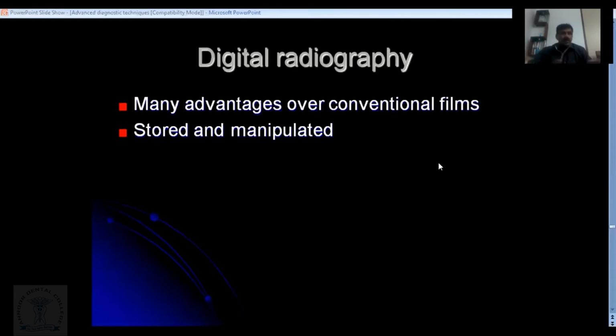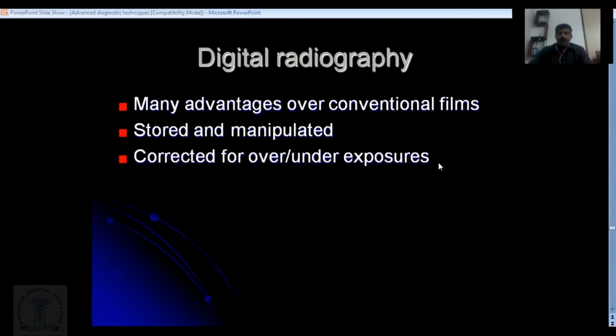But look, the image in a digital format can be stored. You have a hard disk. You can store it in a cloud, and you can get it after long periods of time. There's no distortion. And these images can be manipulated, similar to the editing you can do with a photograph. You can brighten it. You can change the contrast, the density. You can make it more dense, lighter, everything. Crop the image. You can magnify. So these images can be manipulated. Images can be corrected for over or under exposures.